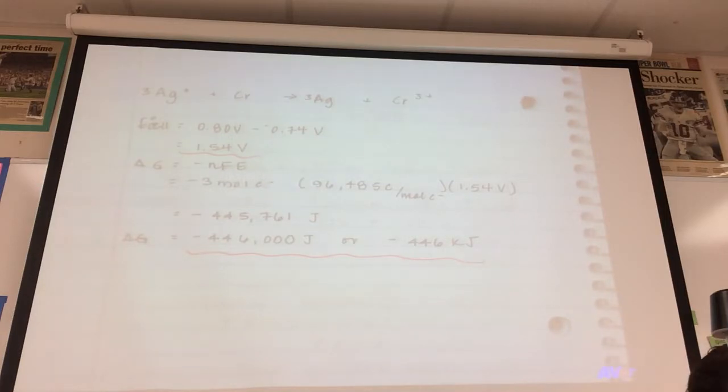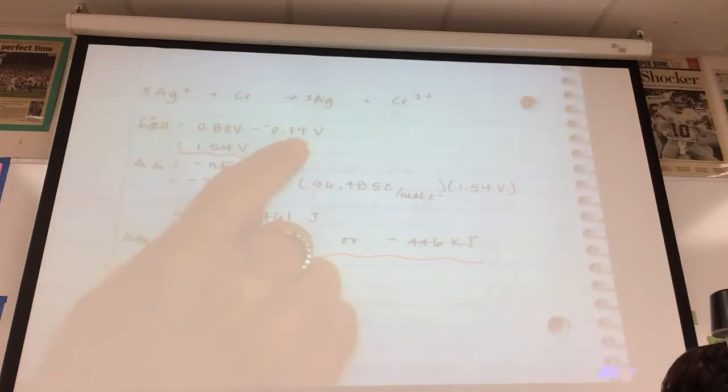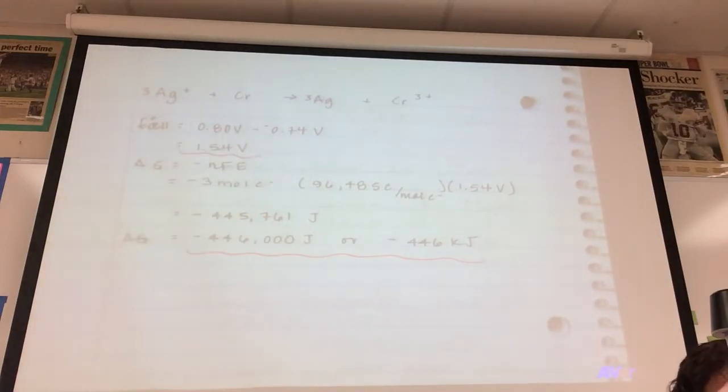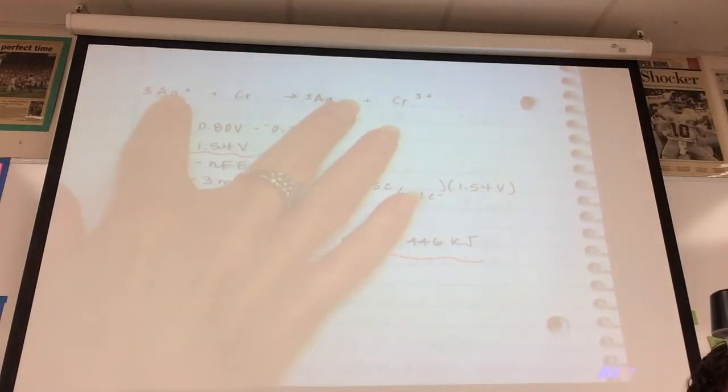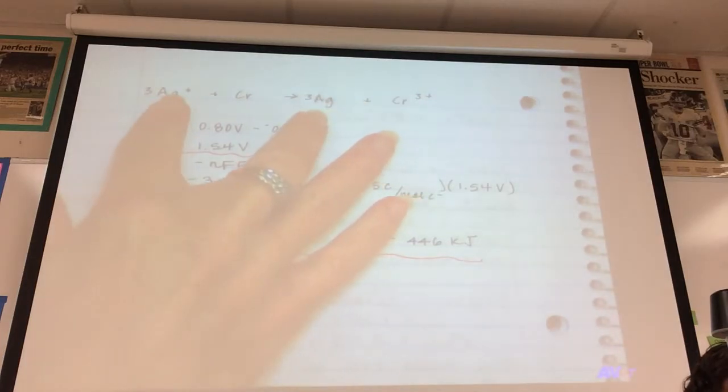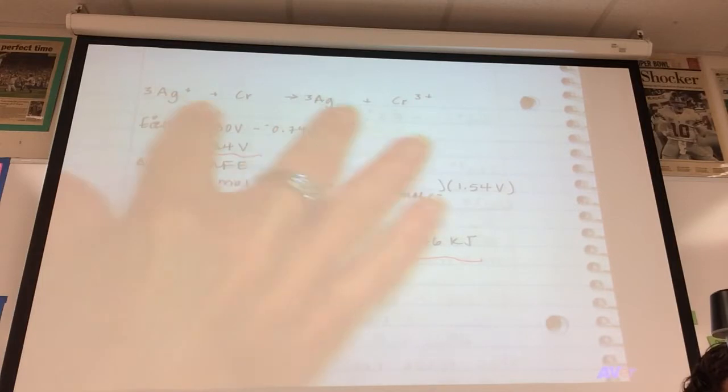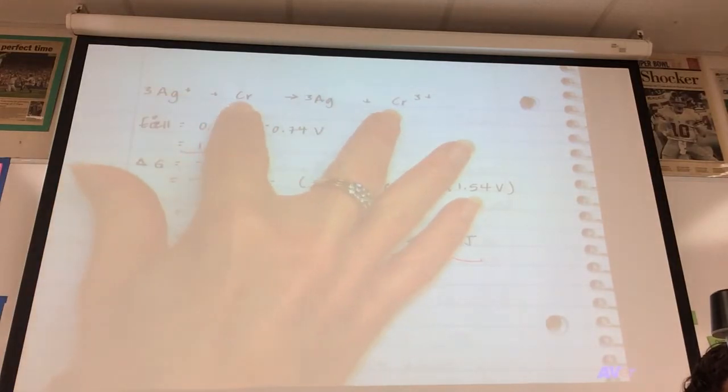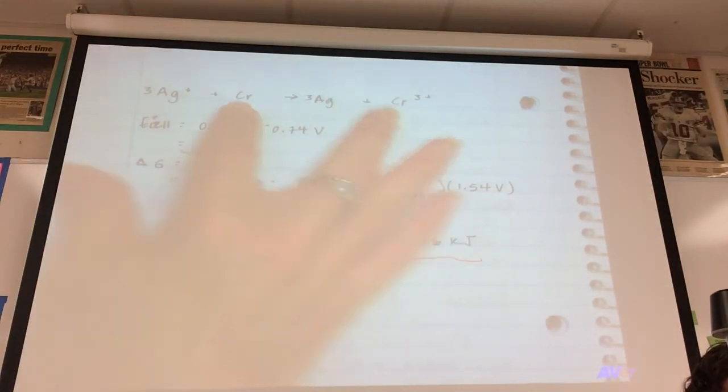Were you able to do it? All right, so you knew E cell had to be positive, and the only way you could get it to be positive is if you did cathode minus anode in this regard. That told you that the silver ion was being reduced to silver, chromium being oxidized to chromium 3 ion.